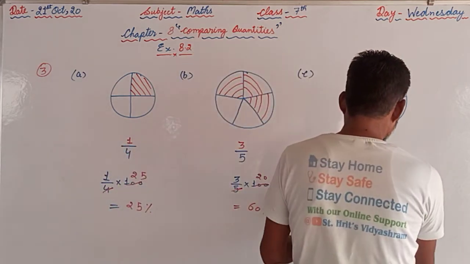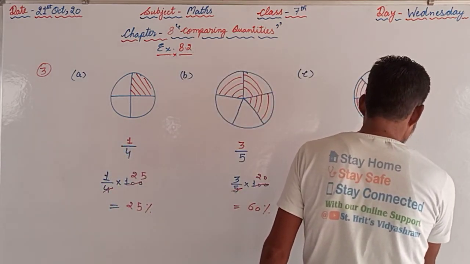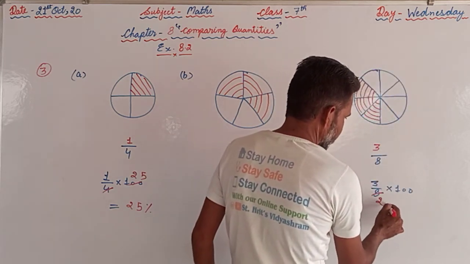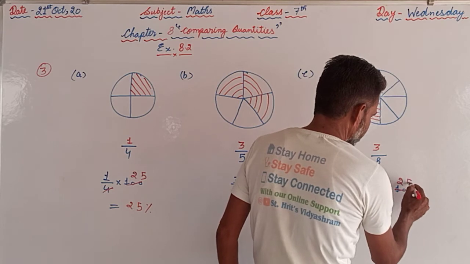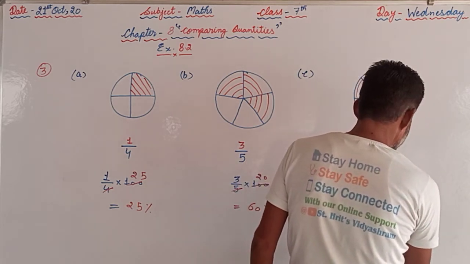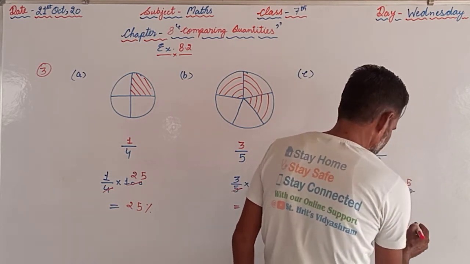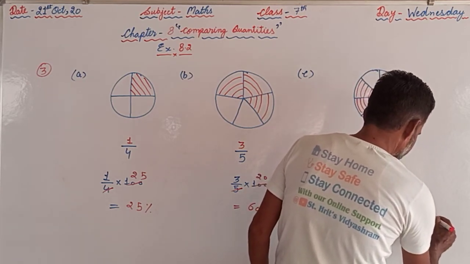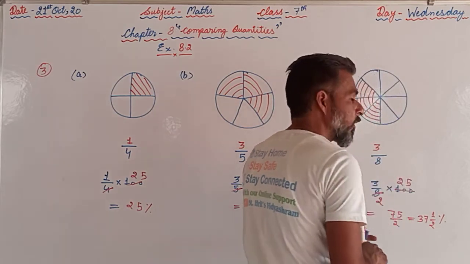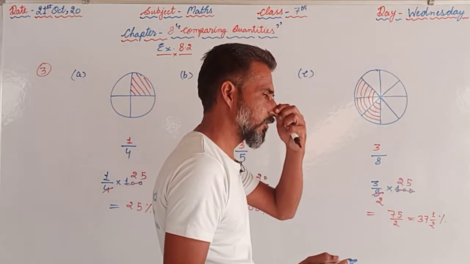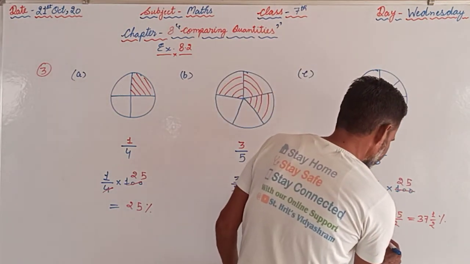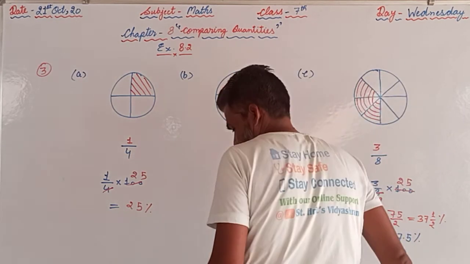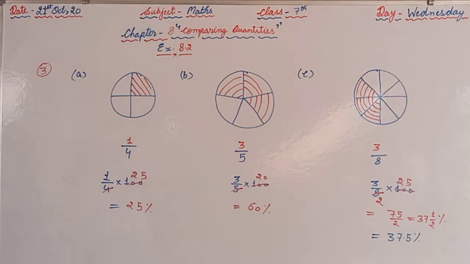Here 3 upon 8 is there, and we are supposed to multiply by 100. So here 4 2s are 8, and that is 75 upon 2. 75 upon 2 means 2 3s are 6, 2 7s are 14, so 37 and 1 by 2%, or we can convert that fractional form into decimal form, and we can write 37.5%. So like this we can proceed.